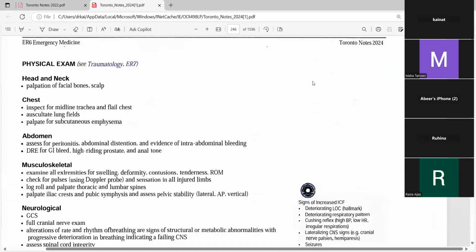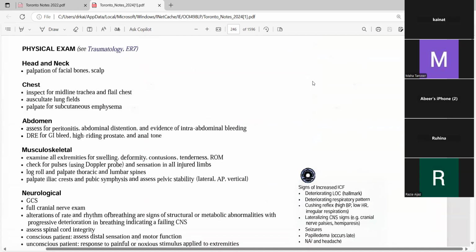Now, head to neck trauma, palpation of the facial bones, checking the chest. We are going to inspect for midline trachea and flail chest, auscultate the lung fields, palpate for subcutaneous emphysema. This line is very important: palpate for subcutaneous emphysema. Abdomen, assess for peritonitis, abdominal distension, and evidence of intra-abdominal bleeding, DRE for GI bleed, and then high-riding prostate and anal tone.